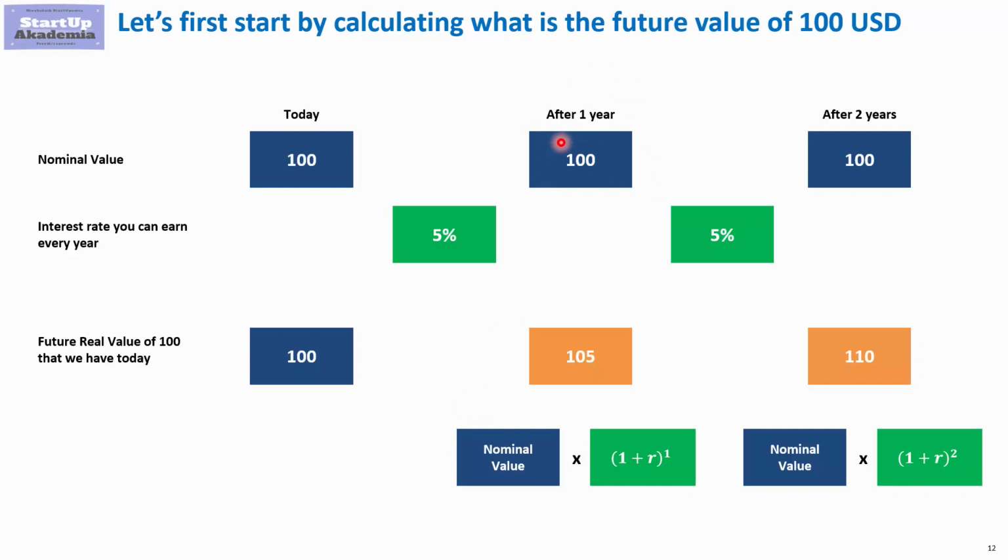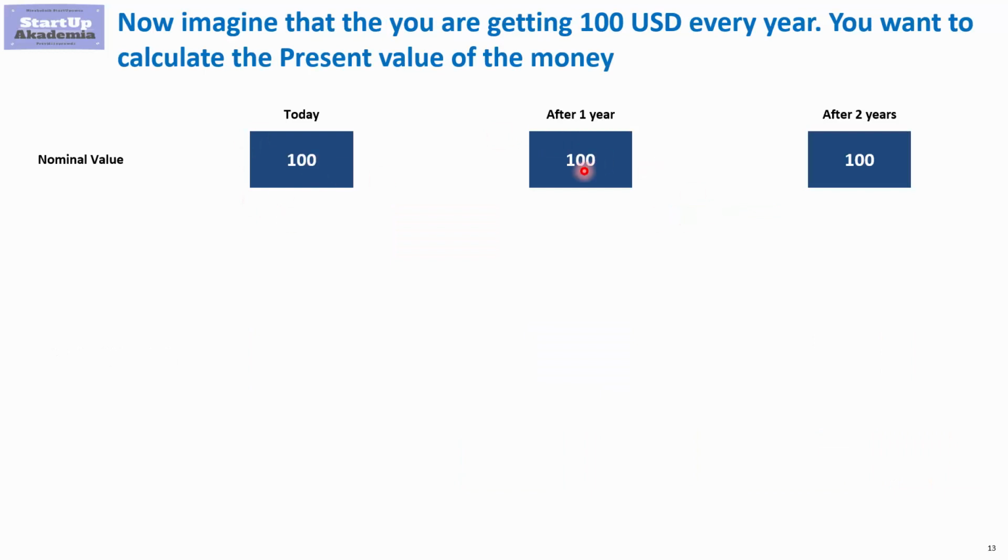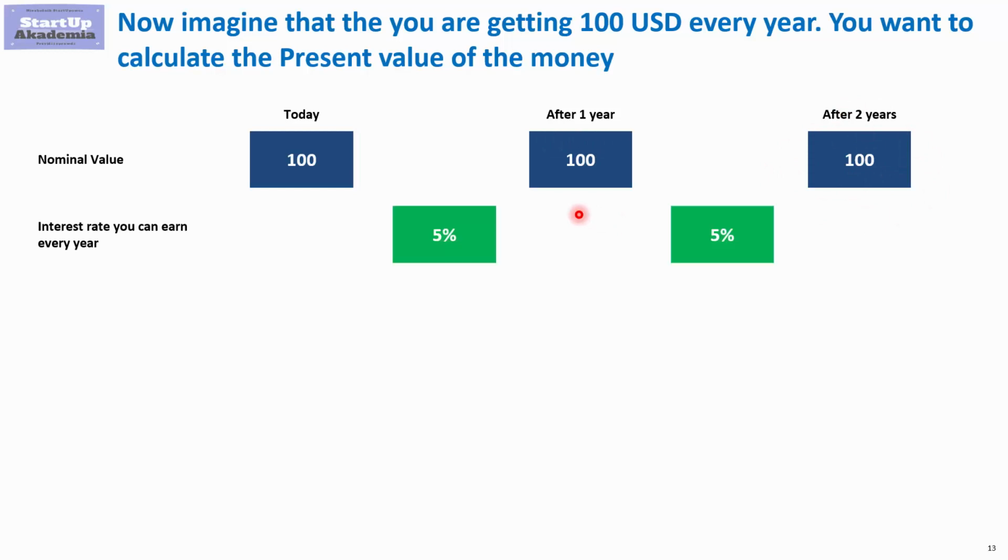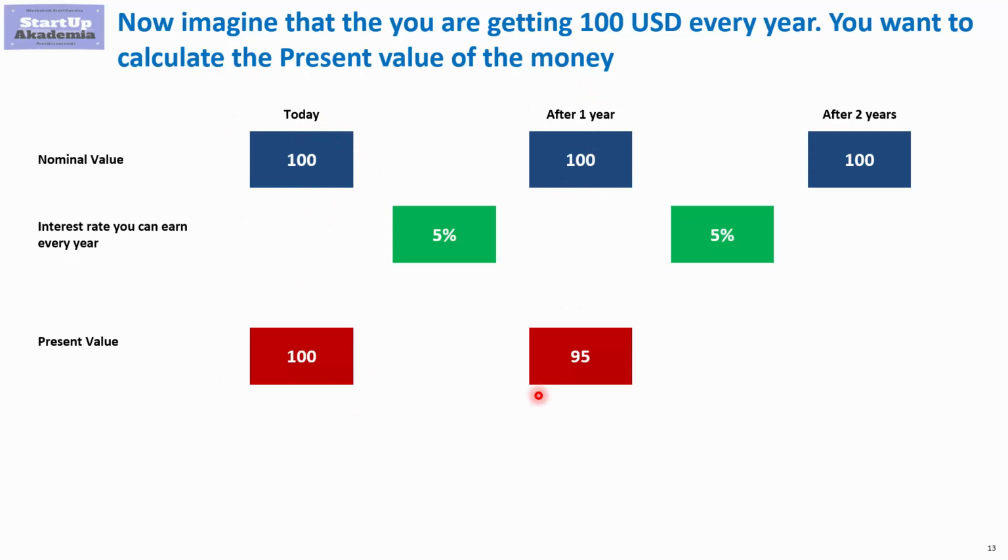So let's look at an example where we get 100 in different periods. Now we want to see how much the 100 that I will get in 1 year is worth now. And the same goes for the 100 in 2 years. Again, let's assume that we have a 5% interest rate. After some calculation, you will discover the following thing. The 100 today are obviously worth 100, but the 100 in 1 year is worth only 95.